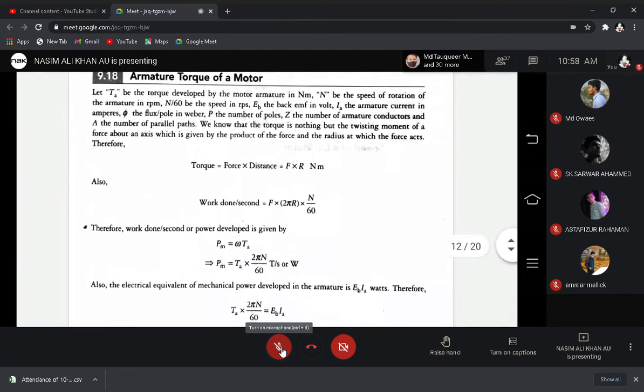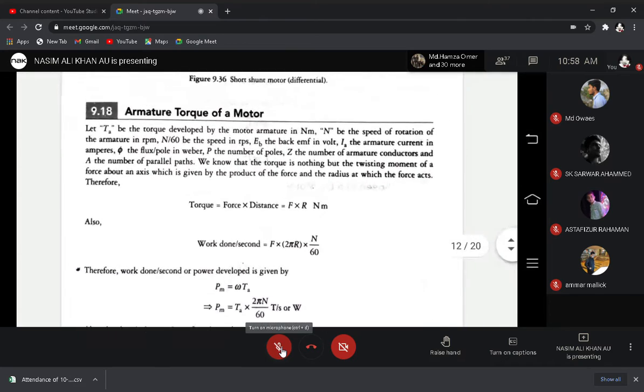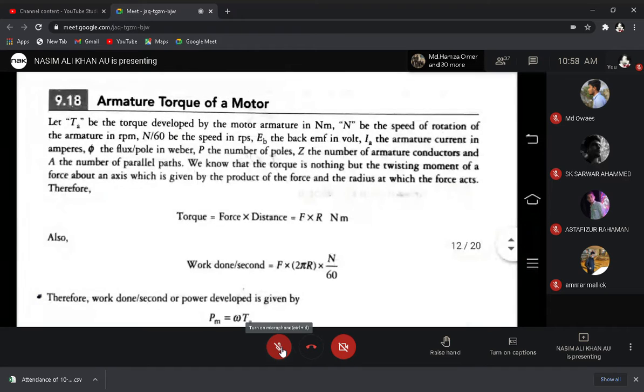Before going into any derivation, we should know what parameters we should go for. So let us just read it, it is a very simple derivation, you already know this terminology.